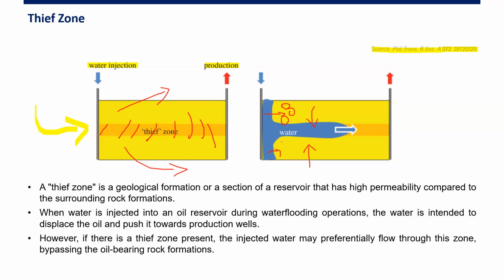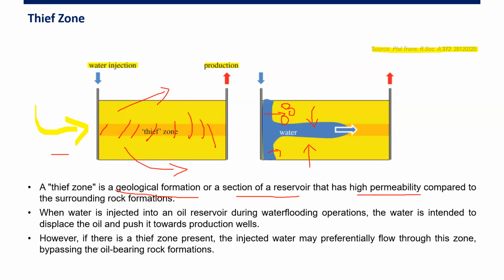I'm going to read it for all of us. A thief zone is a geological formation or a section of reservoir that has high permeability compared to the surrounding rock formations. It can be a geological formation or just a section of a reservoir, but the key is that it has high permeability compared to the surrounding rocks. When water is injected into an oil reservoir during water flood operations, the water is intended to displace the oil and push it towards the production well.